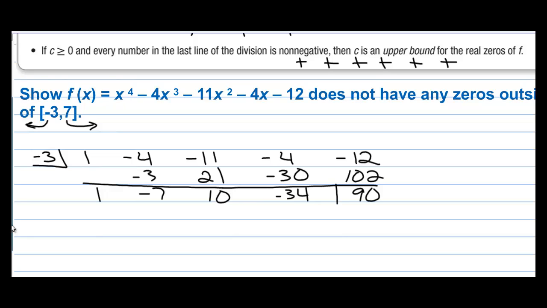Now notice that negative 3 is certainly negative, and the signs go positive, negative, positive, negative, positive, which now means there are no zeros lower than negative 3.